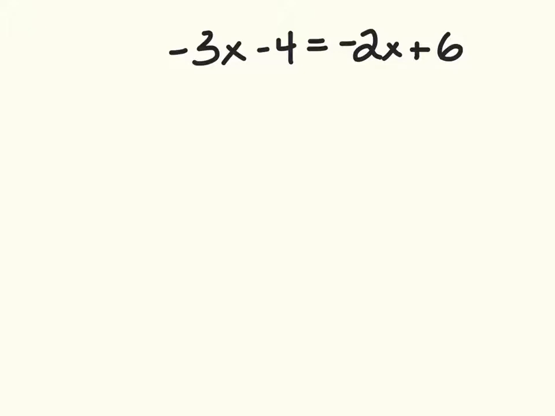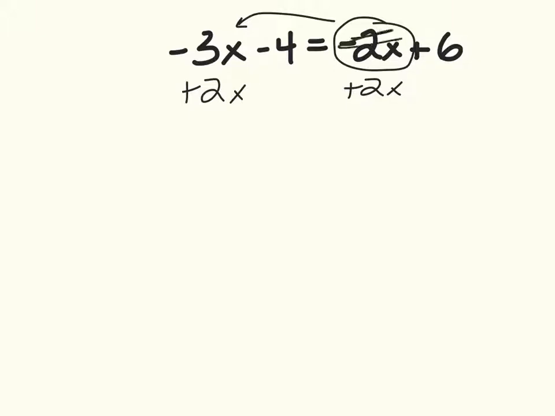Alright, this problem says negative 3x minus 4 equals negative 2x plus 6. I'm going to get rid of that minus 2x and move it to the other side. The opposite of minus 2x is plus 2x. So I'll do a plus 2x on both sides. That goes away. Negative 3x plus 2x. So I've got 3 negatives and I've got 2 positives. Each of those will cancel out, leaving me with negative 1x minus 4 equals 6.